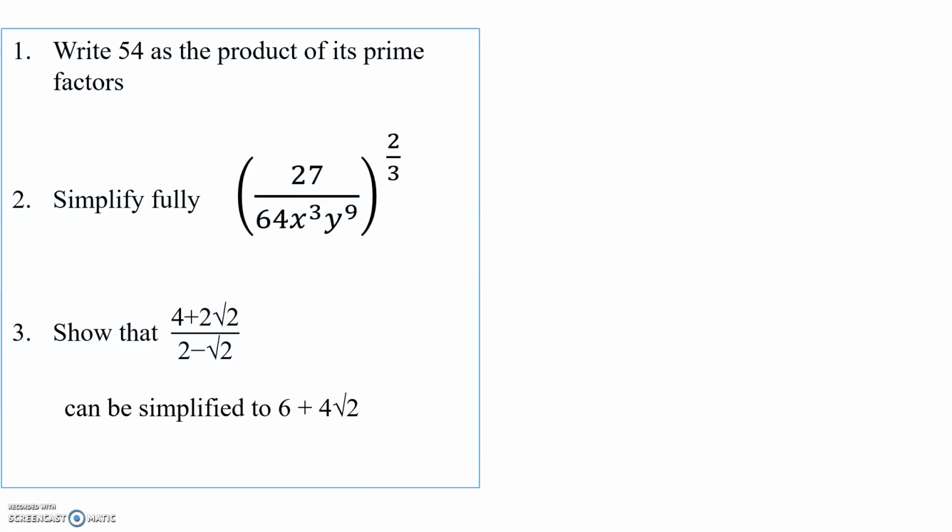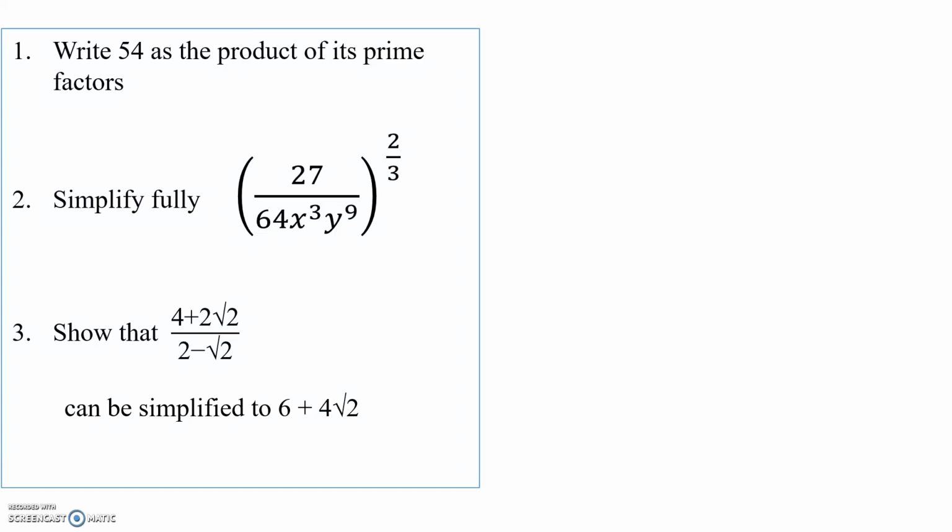Right, GCSE question of the week, week 16, higher tier. Right, first question: write 54 as a product of its prime factors. If you want to know how to do that one, look at video 16a, because that was an overlap question that appeared on Foundation also. So we'll start with question 2.